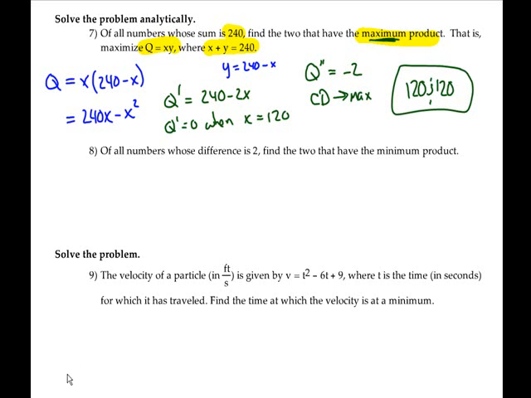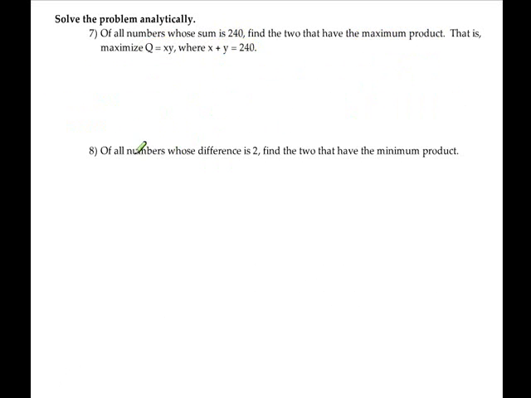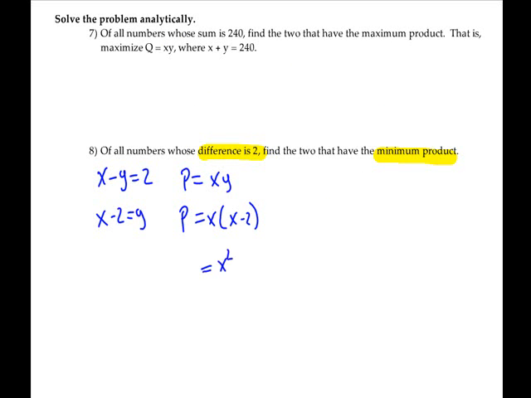That is number 7. Number 8 is similar. We're looking for two numbers who have a difference of 2 and have a minimum product this time instead of a maximum product. So let's look at our two numbers. If they have a difference of 2, that means one minus the other has to be 2. I'm going to let p equal xy. So p is for product equals x times y. If I solve for y, x minus 2 would be the same as y. So my product would be x times x minus 2, or x squared minus 2x.